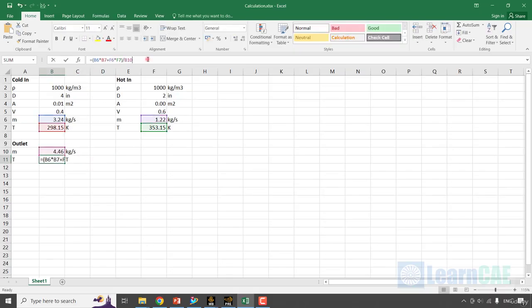is given by m dot T1 plus m dot T2 divided by overall mass flow rate, which is equal to 313.15 Kelvin. This is nothing but 40 degrees Celsius. Therefore, the outlet temperature is 313.15 Kelvin. This is nothing but 313 minus 273, which is equal to 40 degrees Celsius.